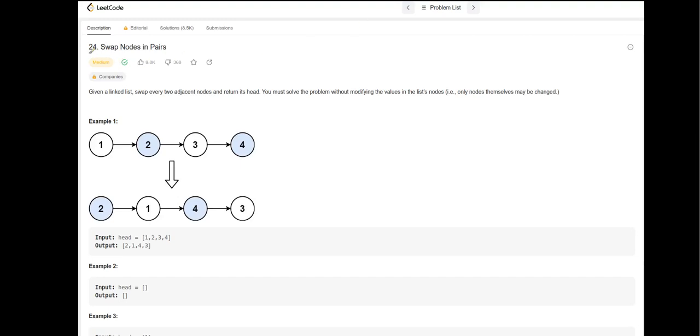Hi, this is Leetcode question, swap nodes in pairs. In this linked list we have, this is the first pair, so we need to swap these two nodes. And this is the second pair, so we need to swap these two nodes. And this is the output.